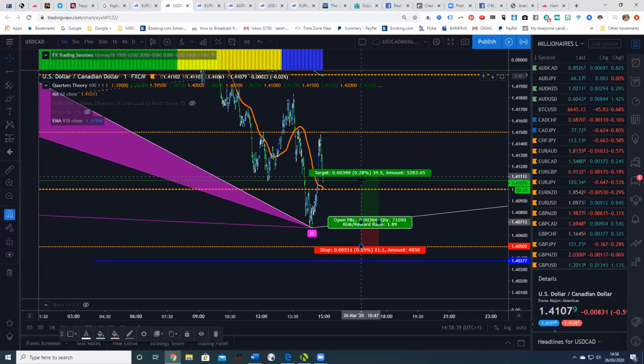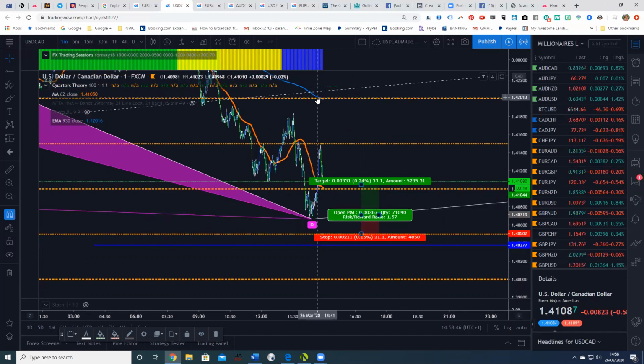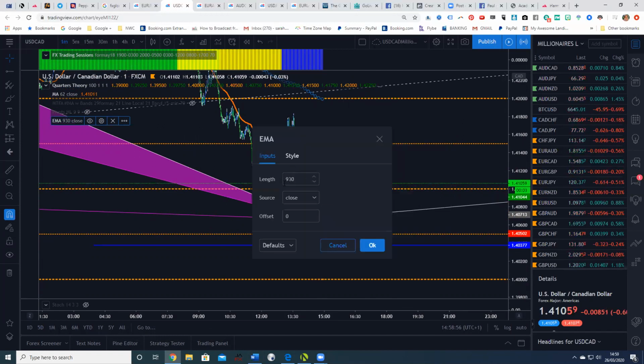Sorry, Sarah, what's the blue line again? The blue line is the 62 EMA, sorry, not minutes, 62 candle EMA on the 15-minute chart. So you get to it by putting in a length of 930, which is 62 times 15 minute for 15-minute candle. So 62 times 15 gives you 930 length.